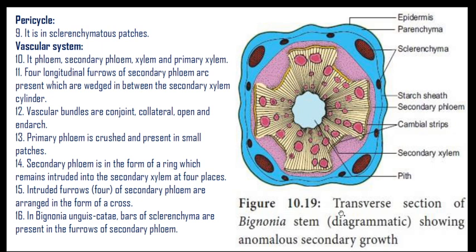Here is a transverse section of a Bignonia stem, showing a diagrammatic representation of Bignonia annular secondary growth, which shows epidermis, parenchyma, sclerenchyma. This is the starch sheath. This is the secondary phloem. This is the cambium ring. This is the secondary phloem. This one is again secondary phloem. These are the secondary xylem. These are the secondary xylem, and this one is the pith.